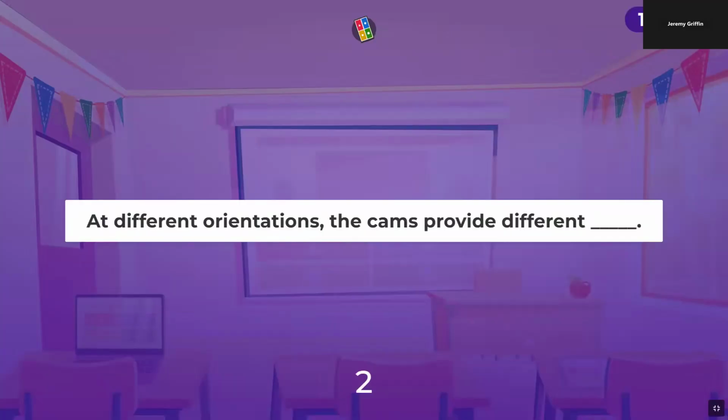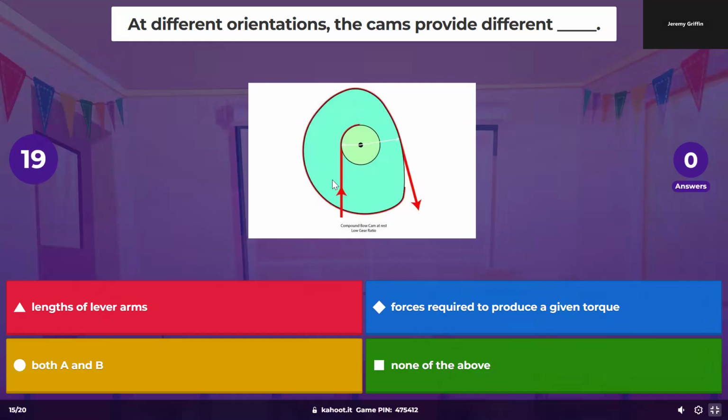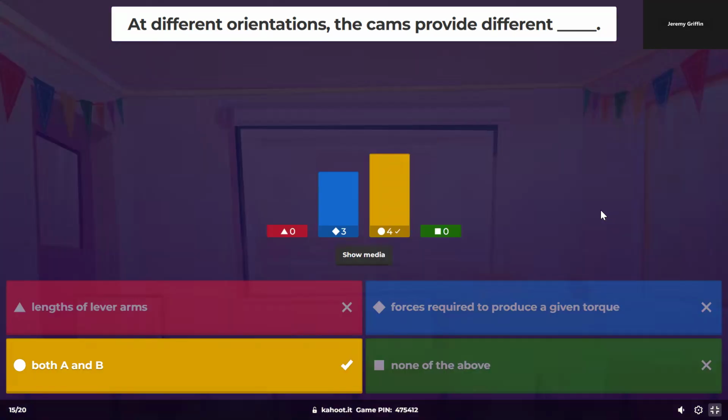At different orientations, the cams provide different... Right, there's a cam. Now, as this rotates, different lengths of lever arms, different forces required to produce a given torque. What do you think out here? As that rotates, it would be both of the above. Because as it's changing orientation, the lever arm would change. If you were targeting a particular torque, you'd have to pull it harder or less hard for different lever arms. Yeah, both of the above.